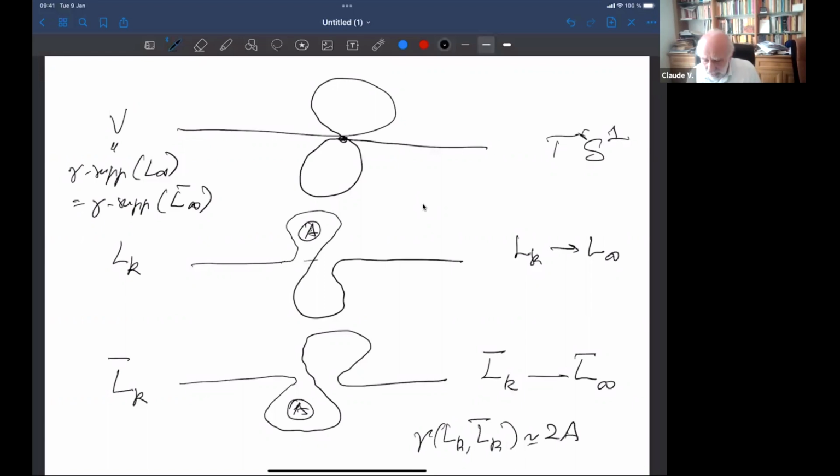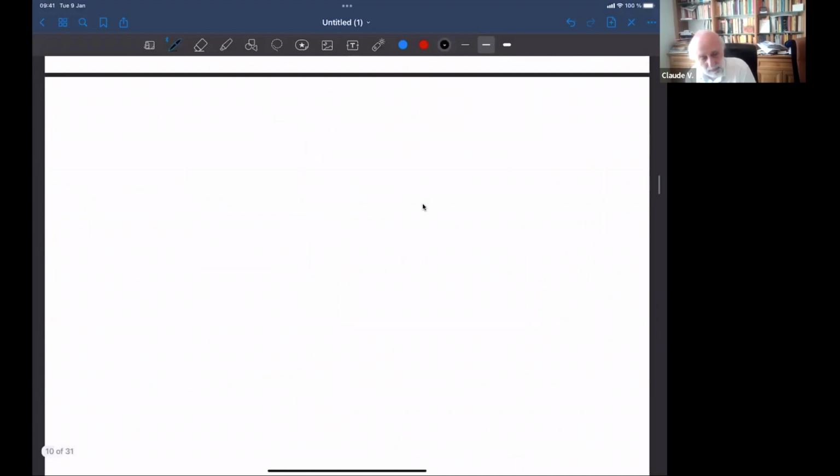What I would conjecture, but for the moment I don't know how to prove, is that there are no other elements in L hat having this gamma support here. But at least this gives you an example where you certainly don't have uniqueness.